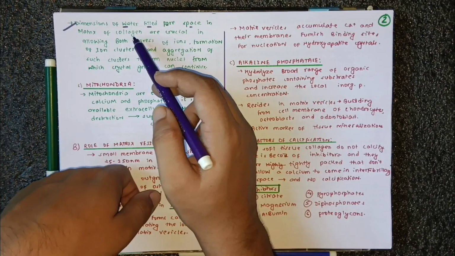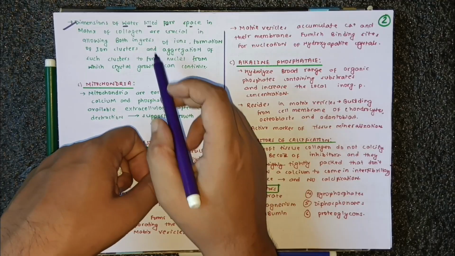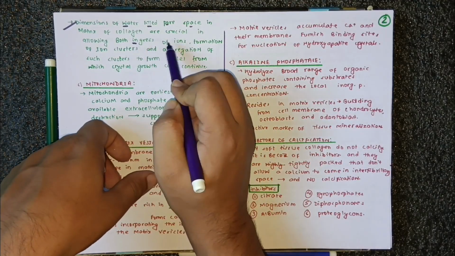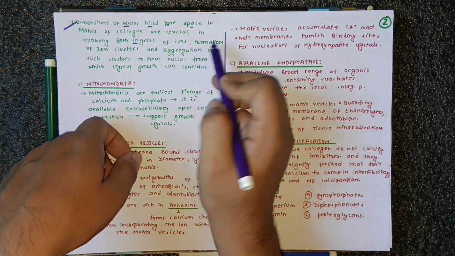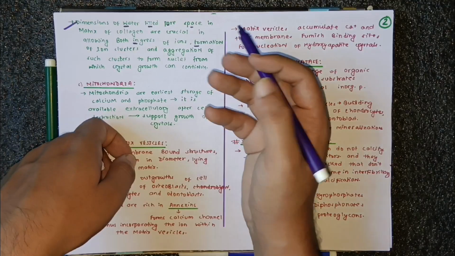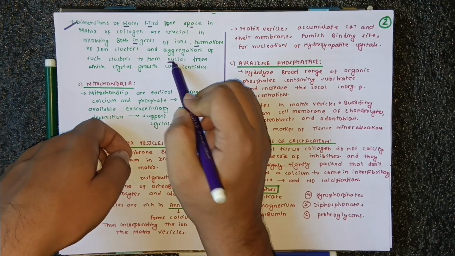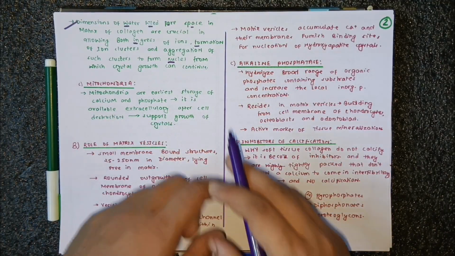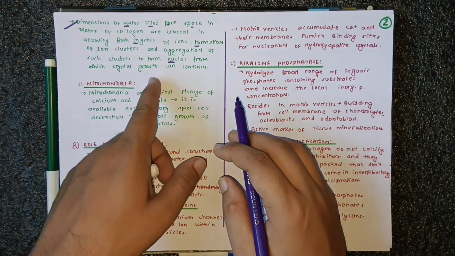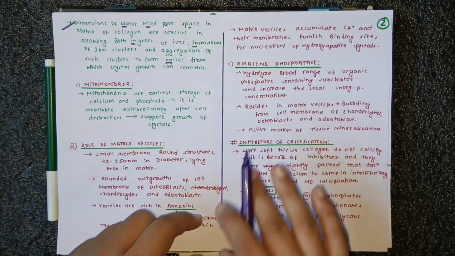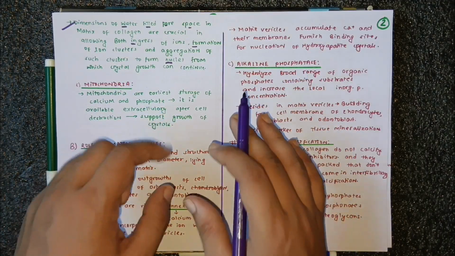In the matrix of collagen we can see pore-like structures, water-filled pore spaces, and they are crucial for the ingress of ions. The first point is the ingress of ions, meaning taking the ions inside; then formation of the ion cluster, and aggregation of the cluster to form the nuclei from which crystal growth can continue. That is the dimension. That is the way nucleus is formed in the collagen.